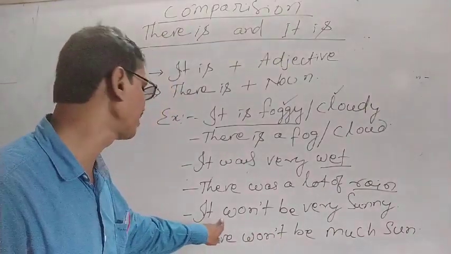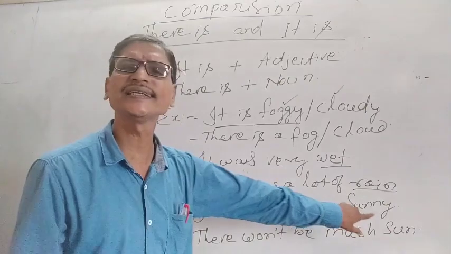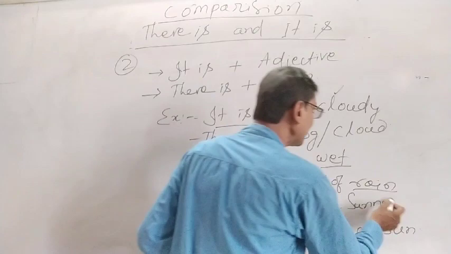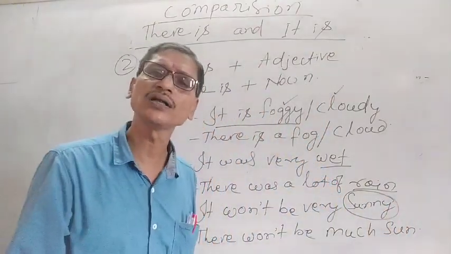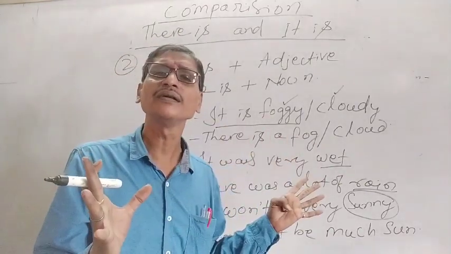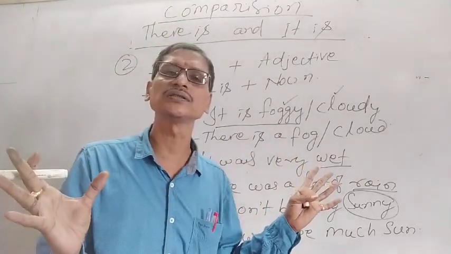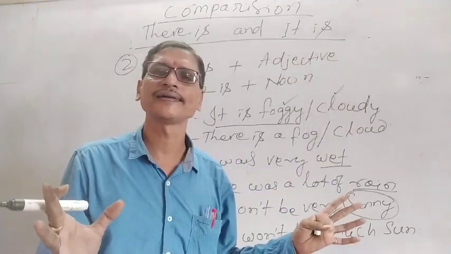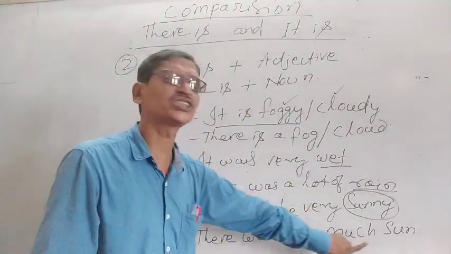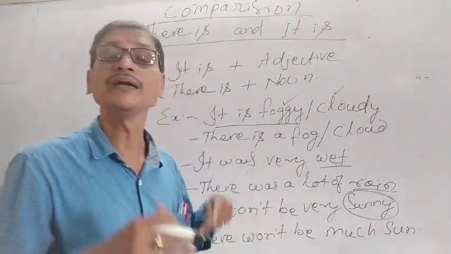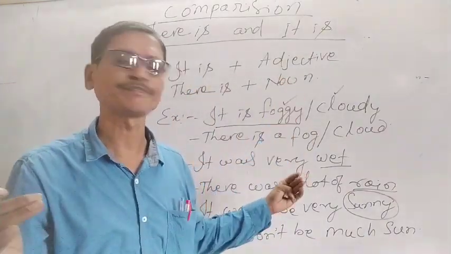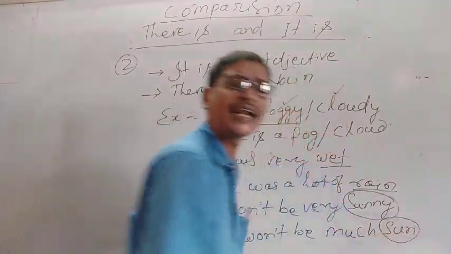Similarly, another example is given over here. It won't be very sunny today. Here, sunny is an adjective form of sun. Understand? It won't be very sunny today because there are a lot of clouds in the sky. Similarly, there won't be much sun. There are clouds in the sky. So here sun is the noun.